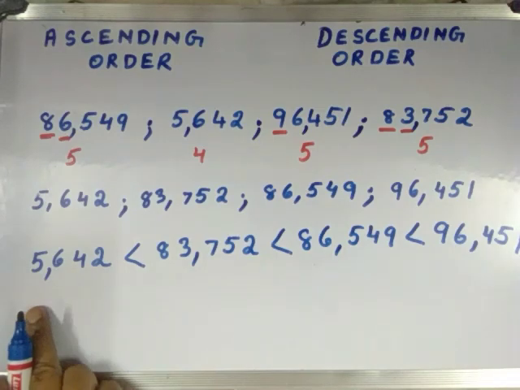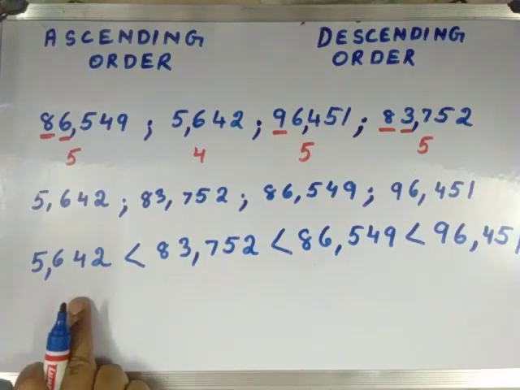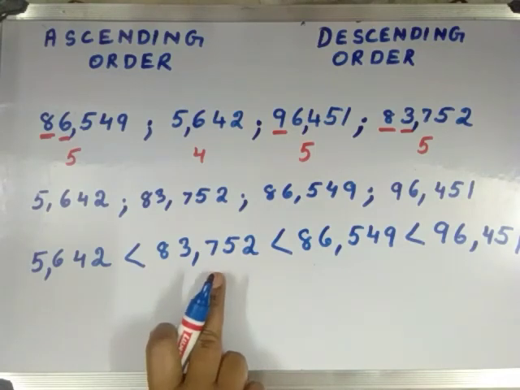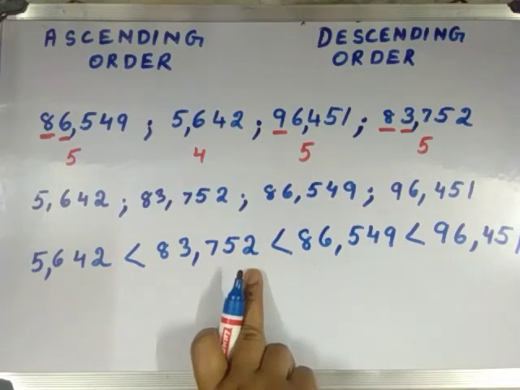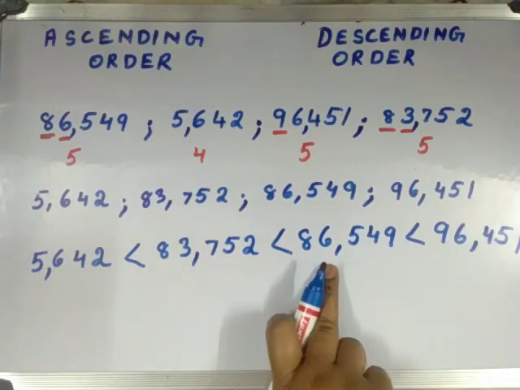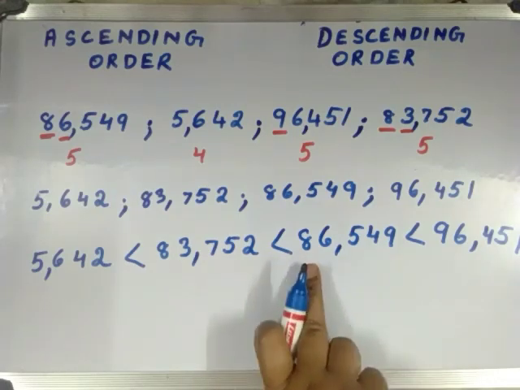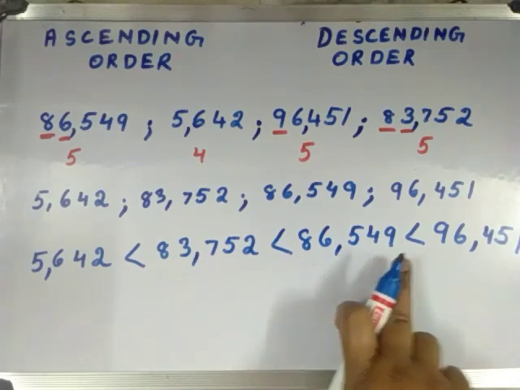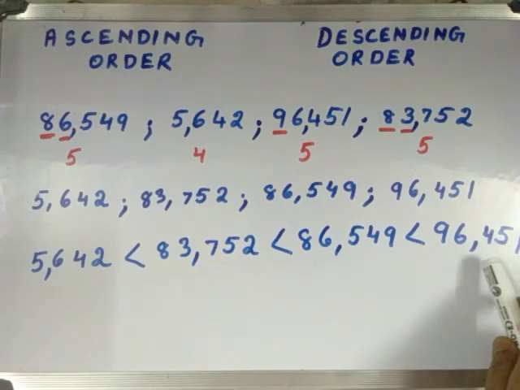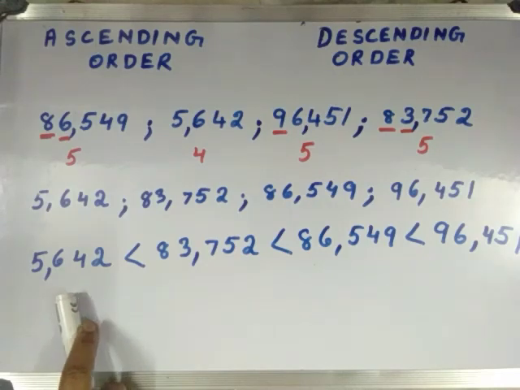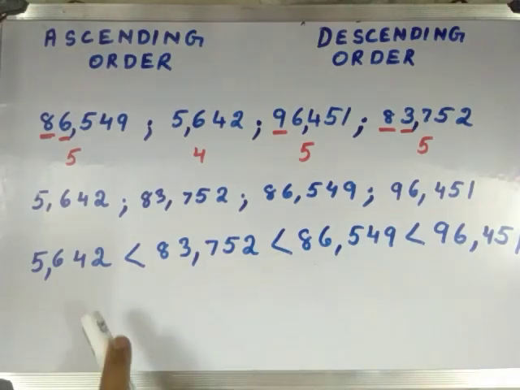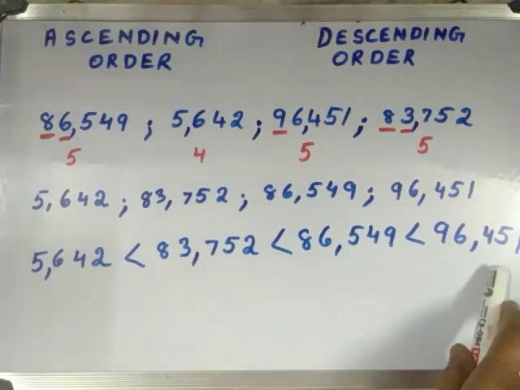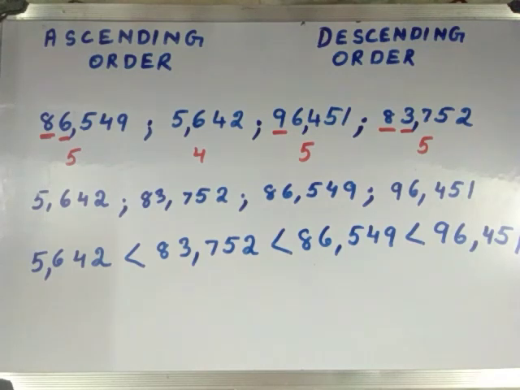That means 5,642 is smaller than 83,752, and 83,752 is smaller than 86,549, and 86,549 is smaller than 96,451. So these numbers are arranged from the smallest to the greatest, and this arrangement of numbers from the smallest gradually proceeding to the greatest is known as ascending order.